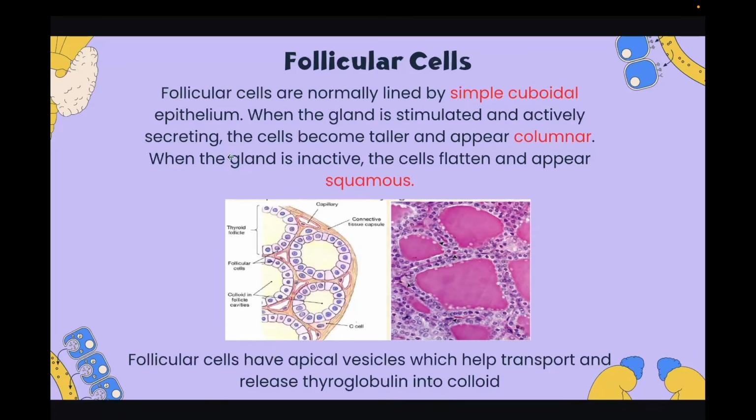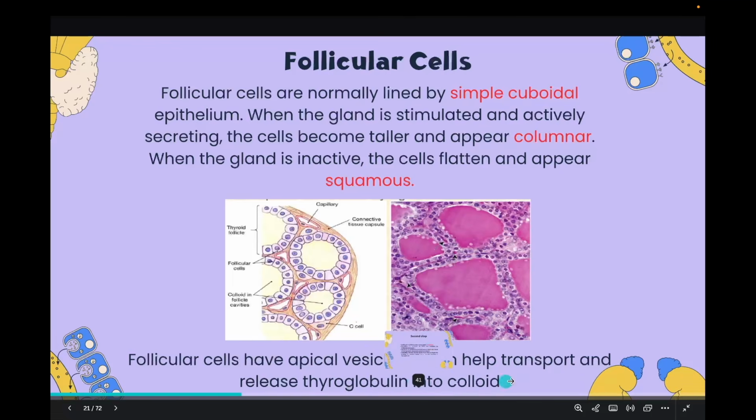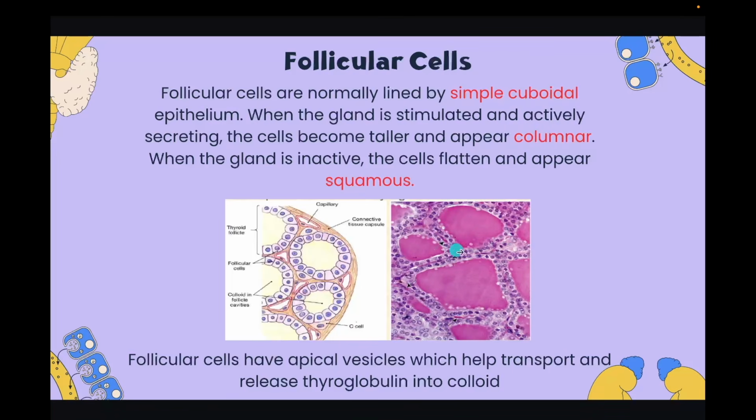Now let's talk about the epithelial lining of the follicular cells. Follicular cells are normally, as we mentioned earlier, simple cuboidal. However, if they are stimulated, they're going to transition, become taller and appear columnar. And once these follicular cells become inactive, they flatten and appear more squamous. You also need to know that follicular cells have an apical vesicle, which helps transport and release thyroglobulin into the colloid. And we know from earlier, the colloid is filled with iodinated thyroglobulin.